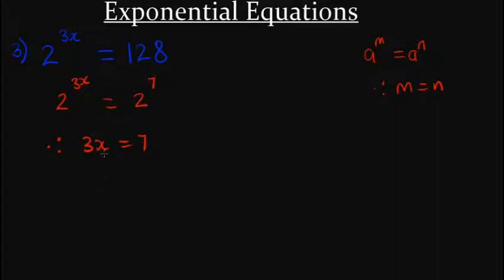So we have a 3 multiplying by the x. So the opposite operation of multiplication is division. So we need to divide by 3. And what we do on one side of the equation, we have to do on the other side. So 3 into 3 goes 1 times. 1 times x is x, and we are left with 7 over 3, or this can be simplified to 2 and 1/3, or a decimal.